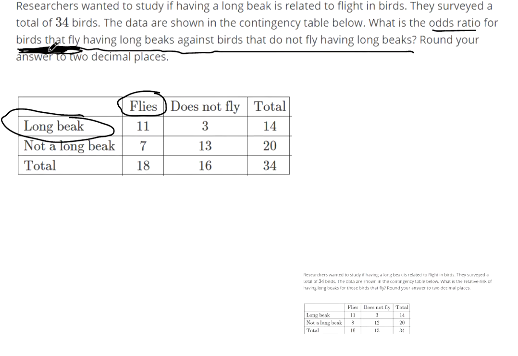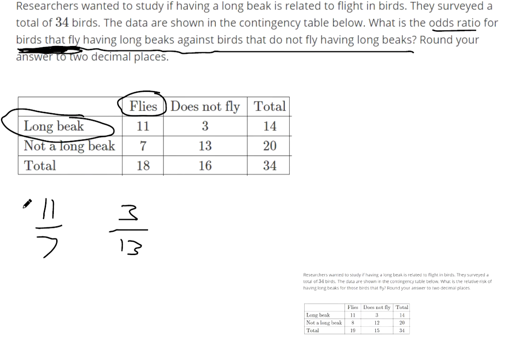For that first part of the sentence, birds that fly having long beaks, there's 11 birds that fly that have long beaks, and there's 7 birds that fly that do not have long beaks. So we want to compare that to birds that do not fly having long beaks. So do not fly is the group and long beak is the condition. There's 3 birds that do not fly that have long beaks, and we compare that within its group to the 13 birds that do not fly and do not have a long beak.